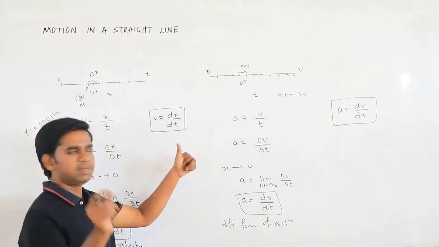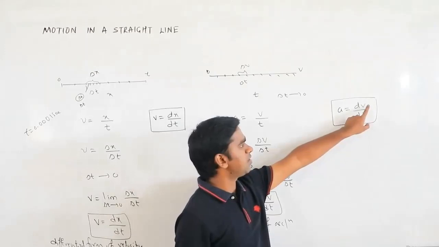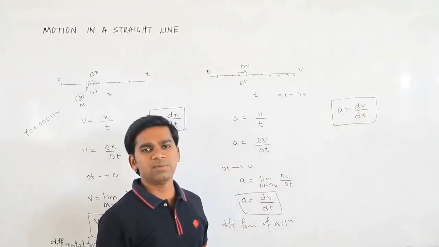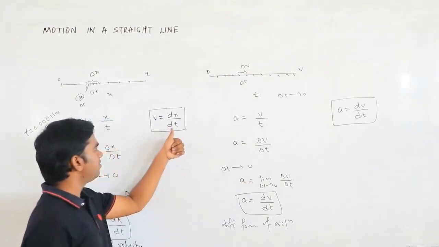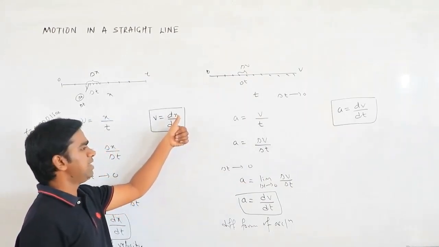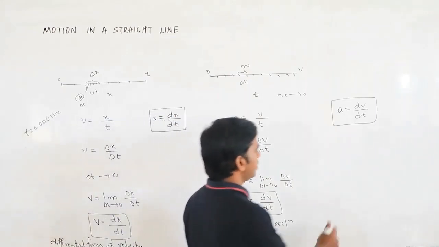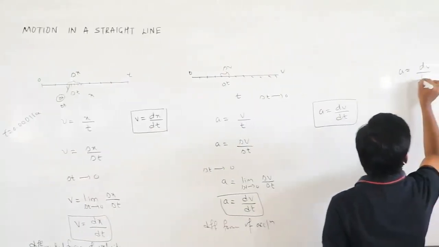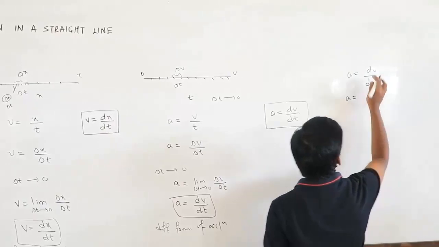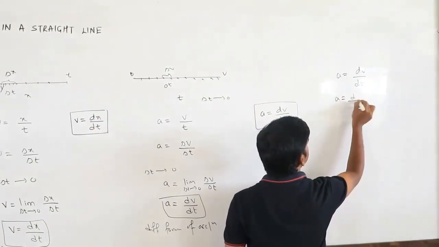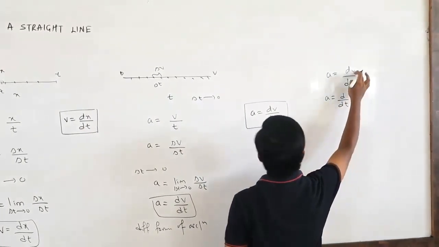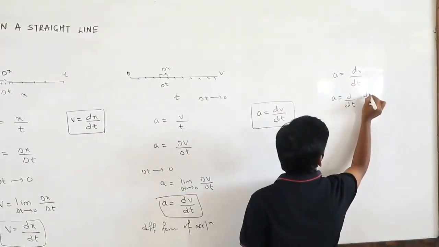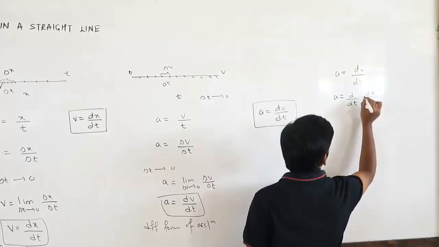X is what? Displacement, but now it is in the form of velocity. Acceleration also in the form of displacement. So acceleration equals dv by dt. Write d by dt as it is. What is v? V is dx by dt.